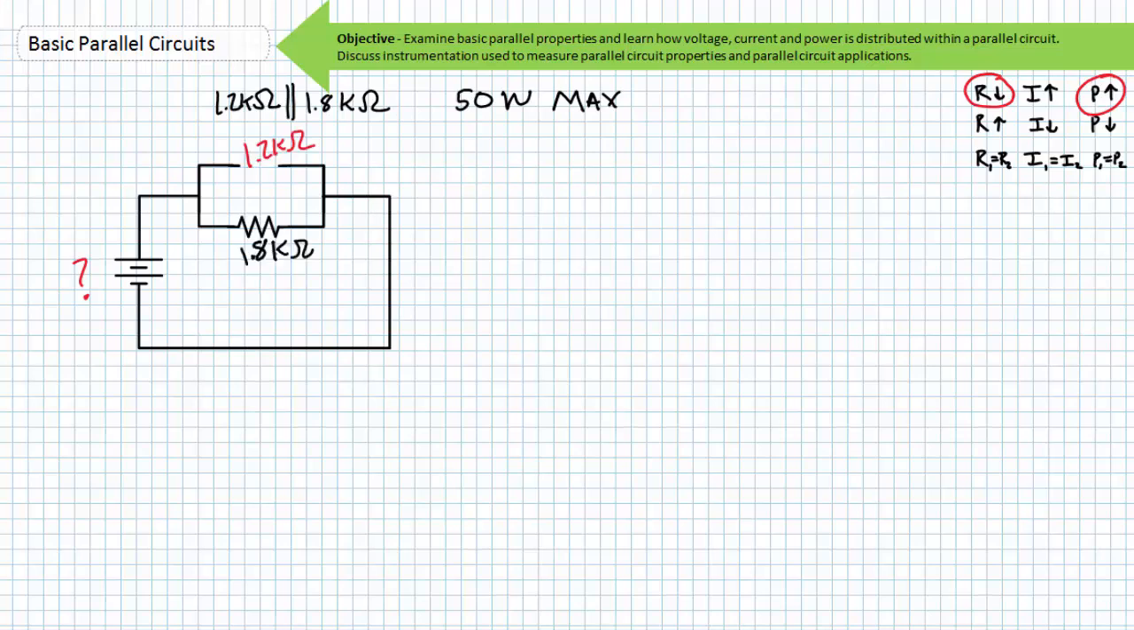The resistor that met its early demise was the 1.2 kiloohm resistor. The surviving resistor of this previous parallel combination is the 1.8 kiloohm resistor. It's the largest resistor and must have been dissipating less than 50 watts at the time of its 1.2 kiloohm neighbor's demise. If this remaining 1.8 kiloohm resistor did use the 4-band color code, it would have been brown, gray, red, and gold, assuming a plus or minus 5% tolerance.